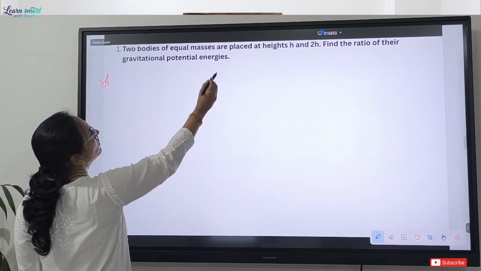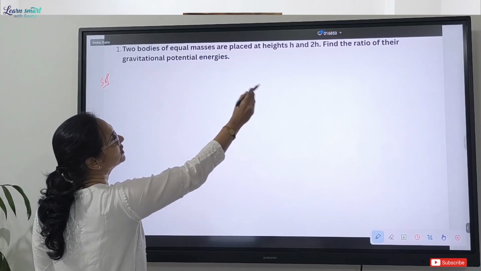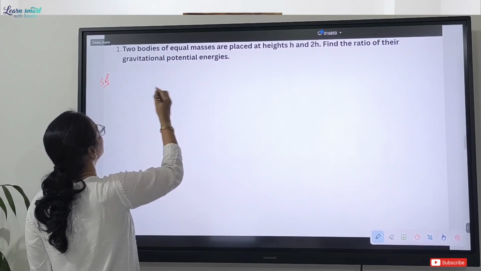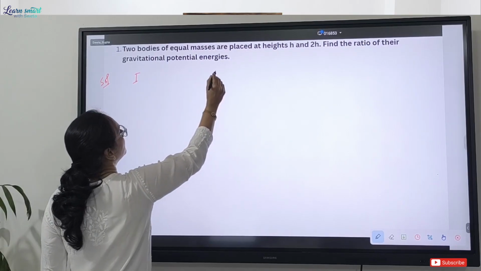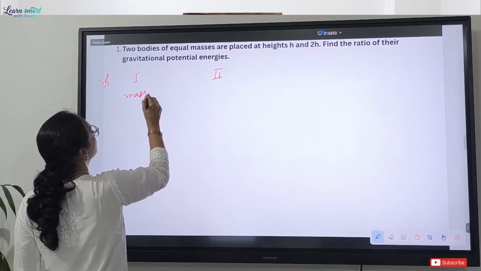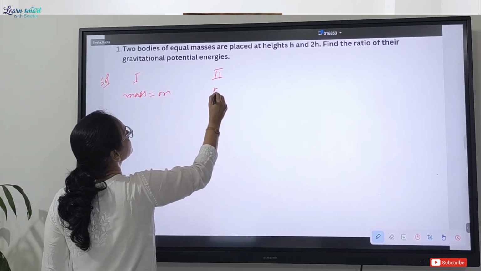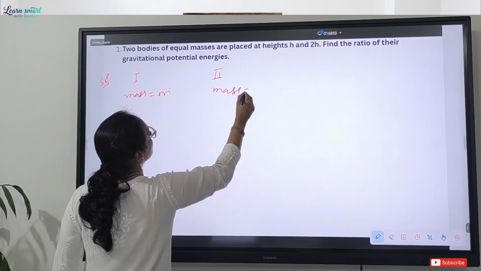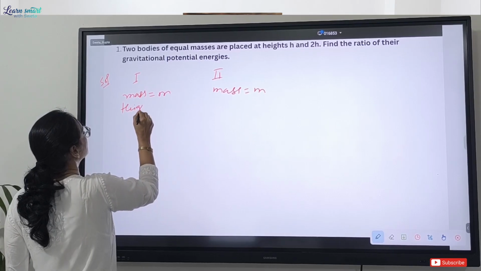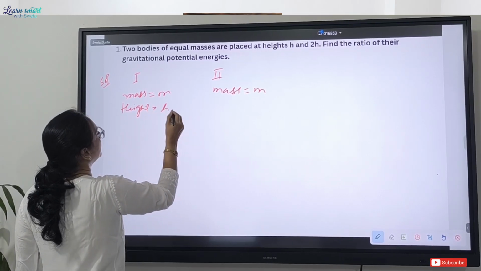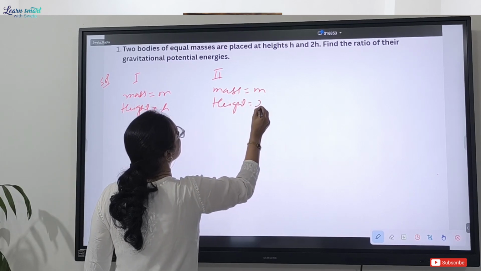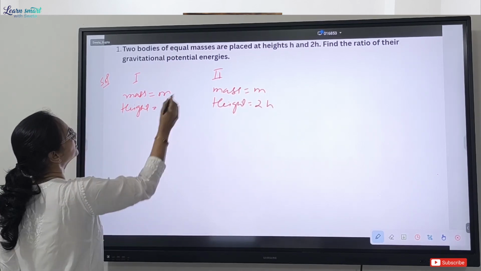Two bodies of equal masses are placed at heights h and 2h. We have to find the ratio of their gravitational potential energy. So this is body 1, body 2. Mass is equal to m and here mass is equal to m. Height is equal to h and here height is equal to 2h. Ratio of their gravitational potential energy.